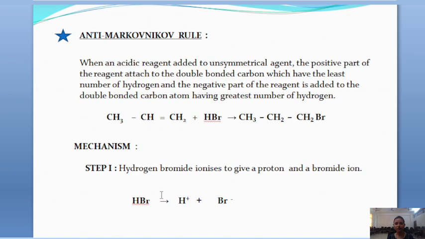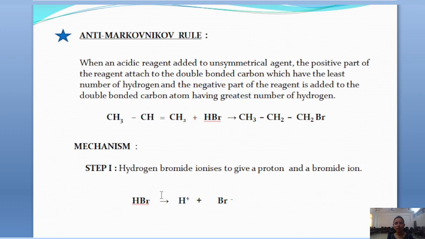So if I ask you all what happened in Markovnikov's rule, you have to say that the positive part of the acidic reagent will attack the double bonded carbon which has the highest number of hydrogen, right? So in anti-Markovnikov's rule, the positive part of the reagent will go and attack the double bonded carbon which has the least hydrogen, and the negative part will go and attack the double bonded carbon which has the highest number of hydrogen. That is, the opposite thing is happening.